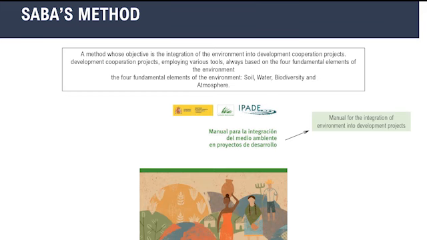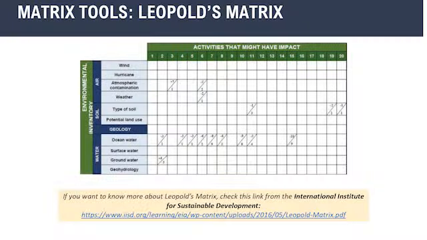This manual is only in Spanish, but it can be used in any language. So let's continue with the matrix tools. The first one we are going to explain is the Leopold matrix. It was the first method to be established for environmental impact assessment. It was created in 1971. Basically, it is a matrix that presents in the columns the actions of the project, and in the rows, the components of the environment and their characteristics.